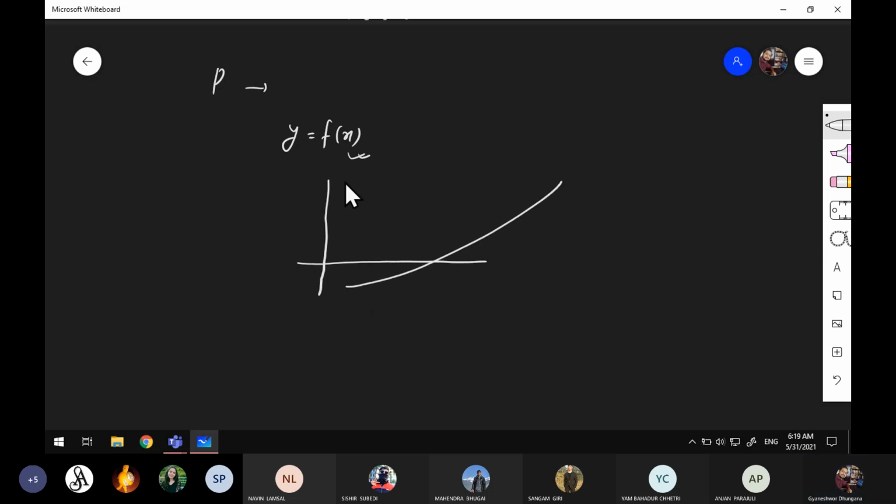Then the root of this function, y equals f(x), is the value of x. This is the x-axis and this is the y-axis. That value of x at which y becomes 0 gives the root of this function. So this value of x is the root. This is the root. So finding the root of a function is a problem.